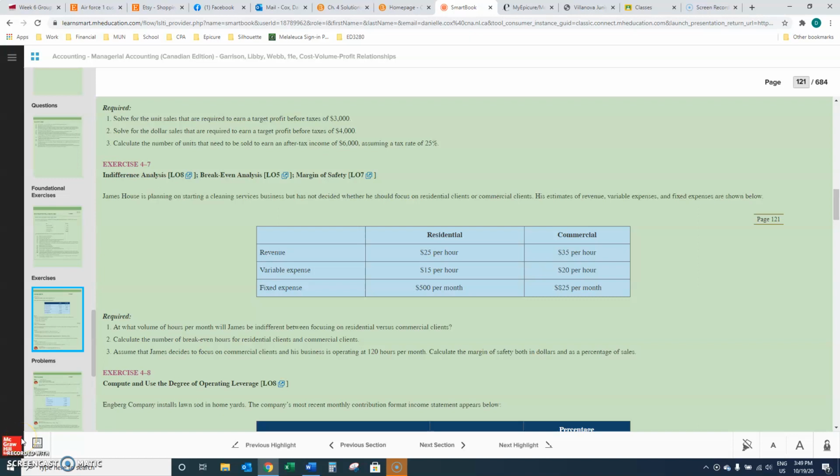Okay, exercise 4-7. James House is planning on starting a cleaning services business, but has not decided whether he should focus on residential clients or commercial clients. His estimates of revenue, variable expenses, and fixed expenses are shown below. So we have it here for residential and commercial. Part 1. At what volume of hours per month will James be indifferent between focusing on residential versus commercial clients?